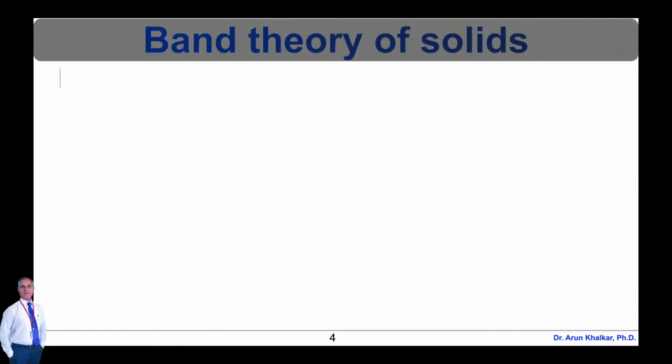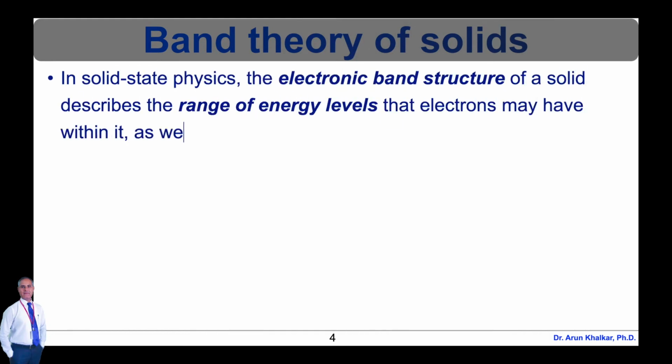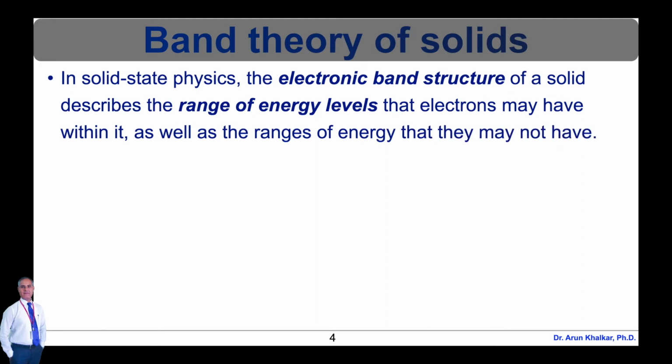Now let's see the band theory of solids. In solid state physics, the electronic band structure, or simply band structure, of a solid describes the range of energy levels that electrons may have within it, as well as the ranges of energy that they may not have, called band gaps or forbidden bands. Band theory derives these bands and band gaps by examining the allowed quantum mechanical wave functions for an electron in a large periodic lattice of atoms or molecules.